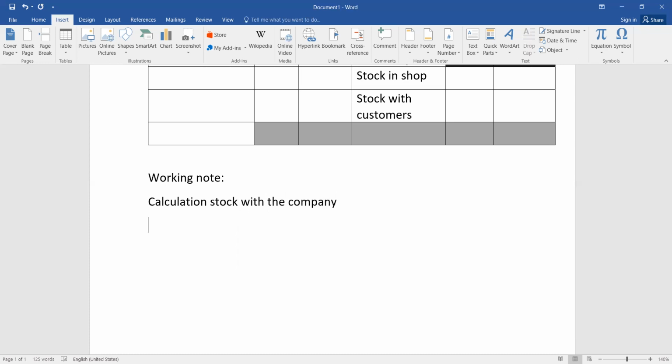So first we have to take the opening stock. The opening stock of the company is 4,000 units. We are taking it in units because the price would be different. To this, add purchases. During the year, we had purchases of 8,000 units.